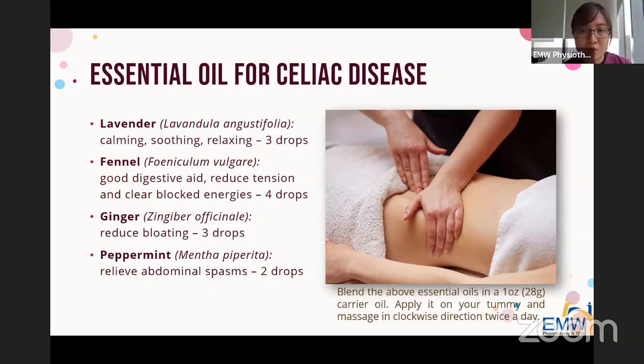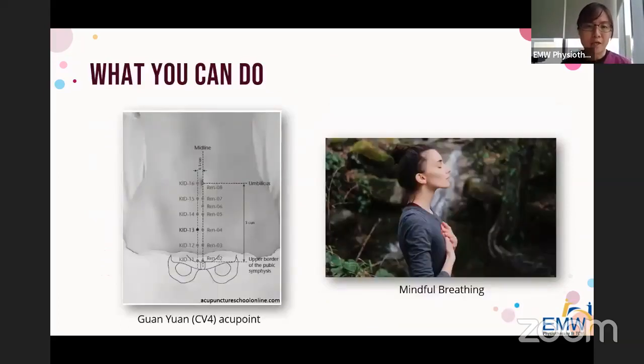Or for example, what we can do next, which I would like to introduce to you, is an acupressure point that you can find, known as the Guan Yuan CV4 acupoint. How you locate this point is 4 fingers down from your navel point. So your navel is here. 4 fingers down, and then place it just directly at the midline.